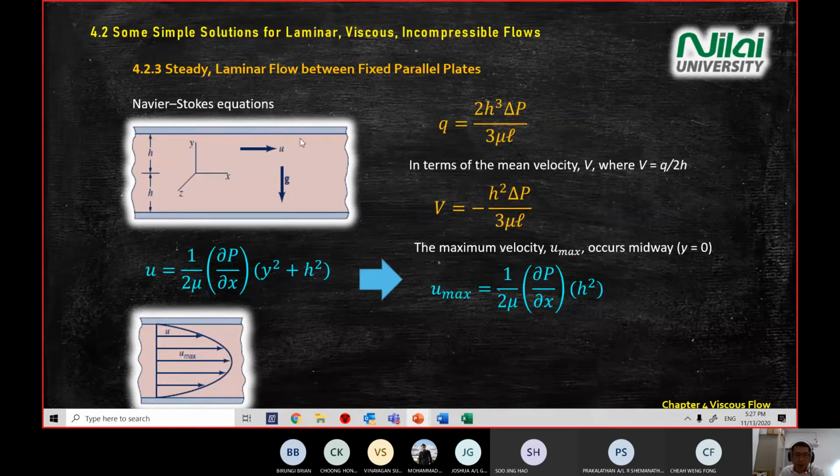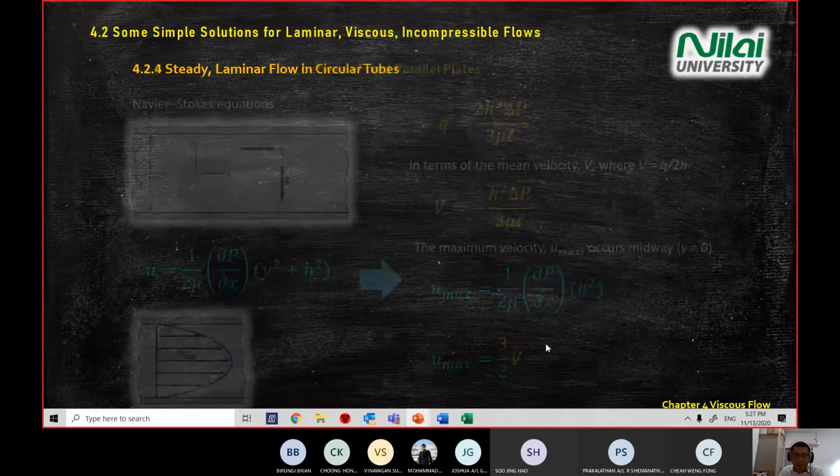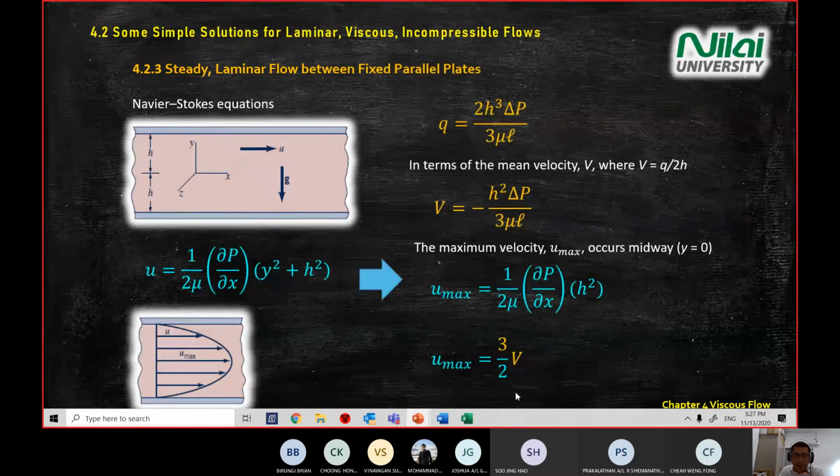So our U maximum for parallel plates will be given by Umax equals 1 over 2 mu times the pressure gradient times h squared. And by mathematics, if you substitute or you do an experiment, you will know that your Umax equals 3 divided by 2 v.